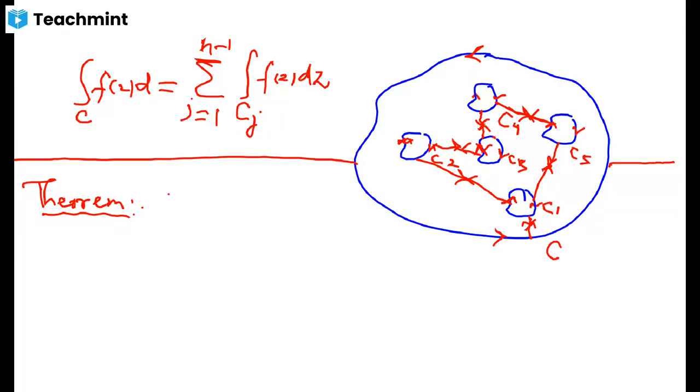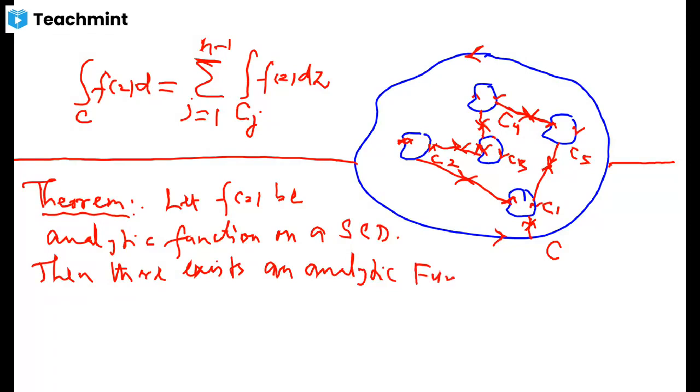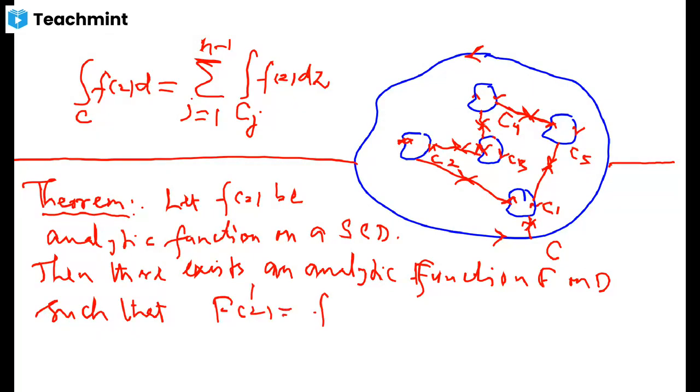And what is the result? Let f(z) be an analytic function on a domain D, on a simply connected domain D, then there exists an analytic function capital F on D such that the derivative of F(z) is equal to f(z). So this is the existence of the antiderivative.